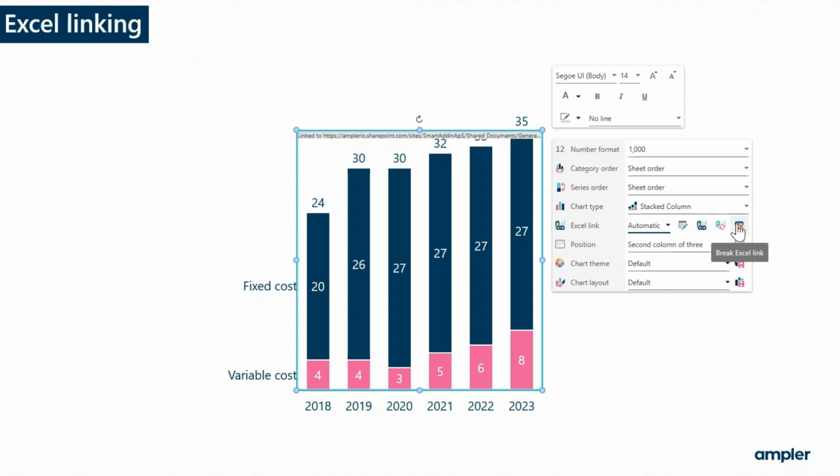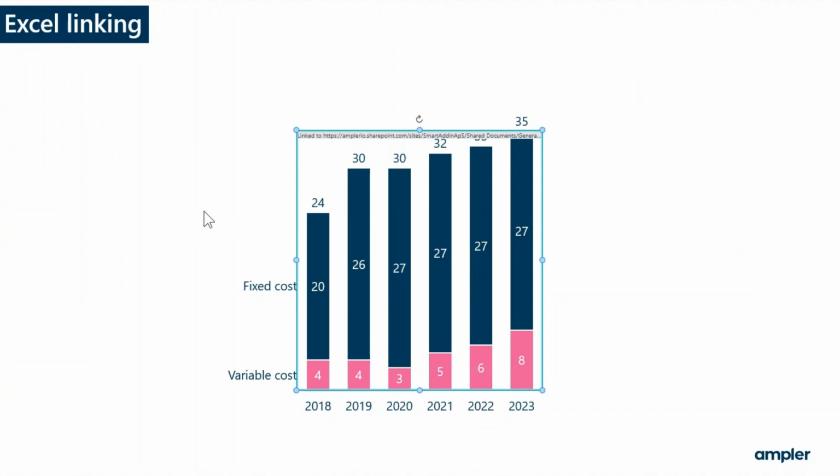If you break the link, the data remains in the chart and the chart is unchanged. However, the chart will not update when changes are made in the Excel workbook. When automatic updates are enabled, all changes in the Excel workbook will automatically be pushed to the chart if the presentation is open.